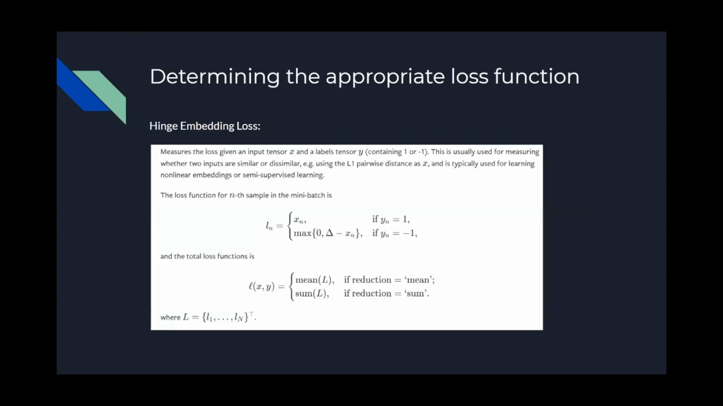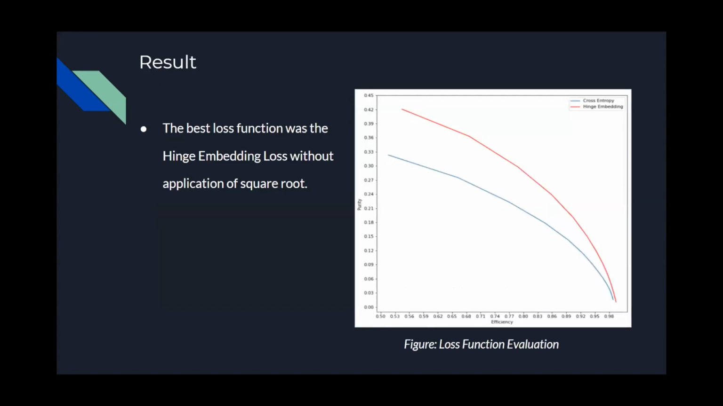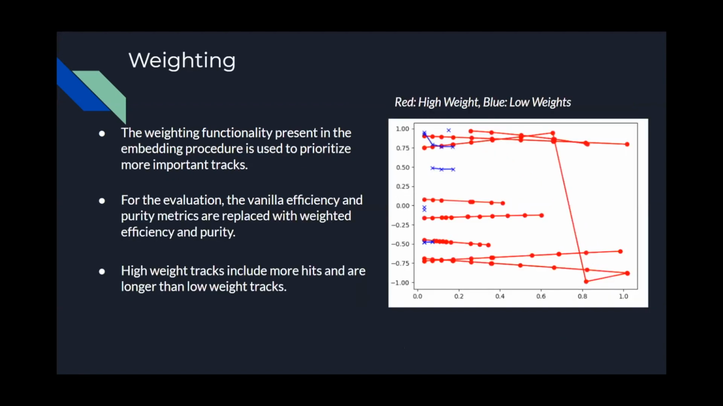I've just attached the description for the hinge embedding loss and the binary cross entropy loss. In the interest of time, I won't go into looking at them in detail. So this is a graph demonstrating the result that I got. Clearly the hinge embedding performs better than the binary cross entropy loss, so that's the loss function I chose to stick with.